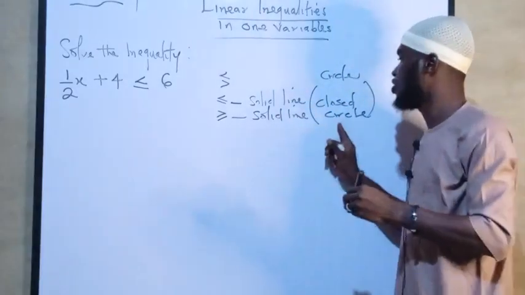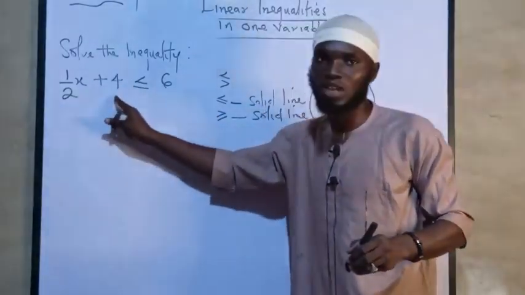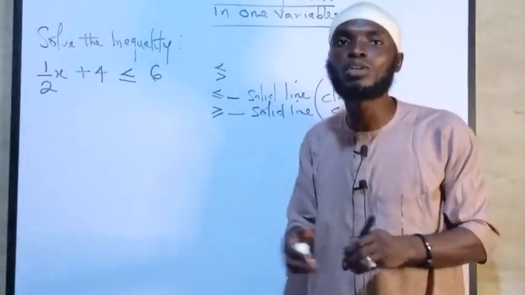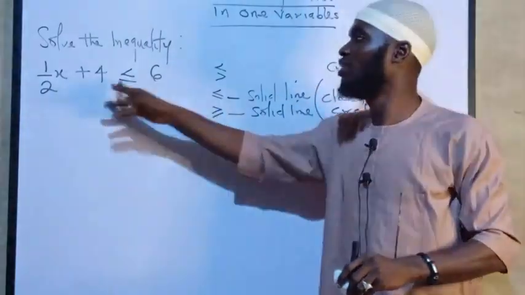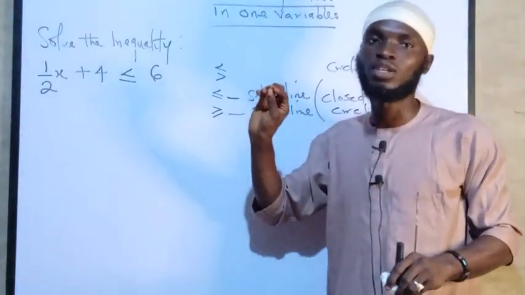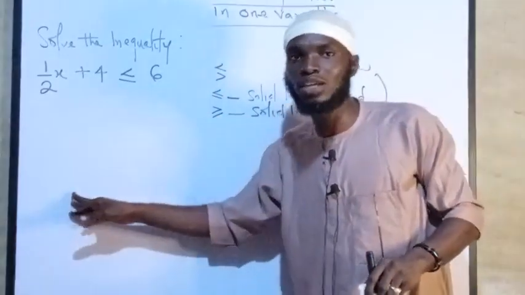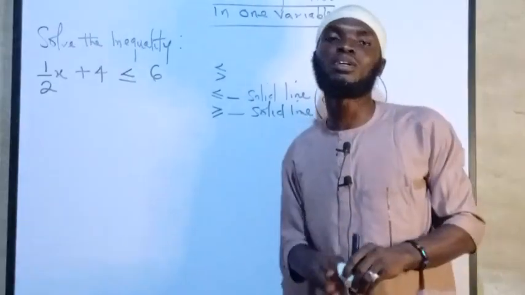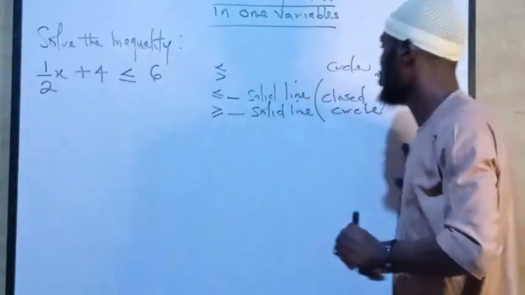What do I mean by closed circle? That means the answer that we are going to be getting from this particular question is also part of the answers that this question will likely bring as correct options. So that means the end point that we are going to get here, the root that we are going to get here, is also included amongst the answer. Are we together? So let's take note of that.